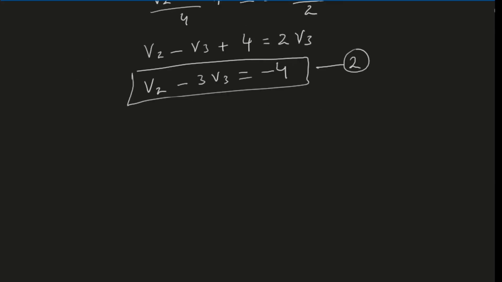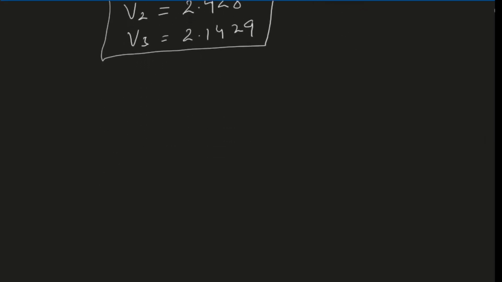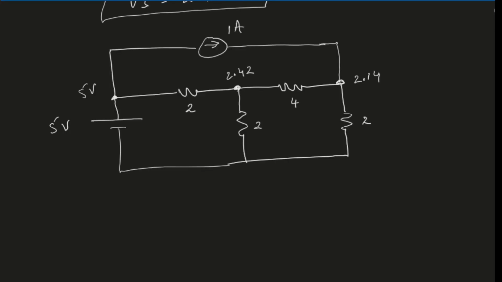So after we solve these equations, we find that V2 is equal to 2.428 and V3 is equal to 2.1429. These are our final results. Now let's take a quick look if this makes sense to us. We have the node voltages identified on the circuit. Now we can calculate the amount of currents that are going to flow in each resistor.